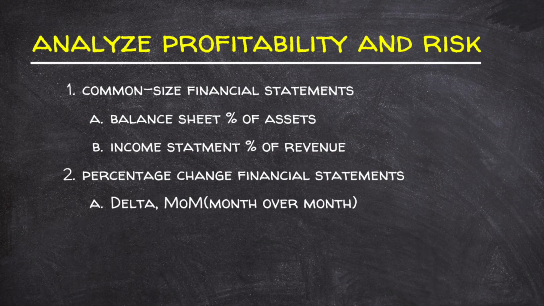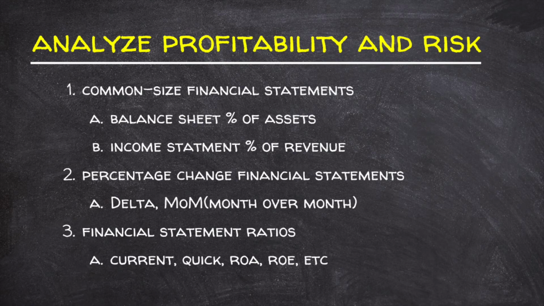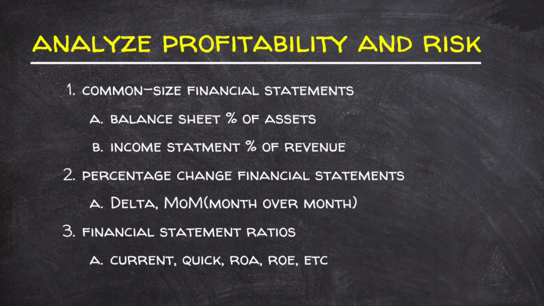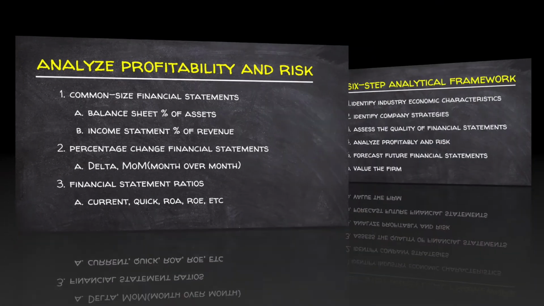Percentage change in the financial statements. These are helpful in highlighting changes in the statements over a period of time. You'll often hear delta or MOM, which is month over month change, which is just a means for tracking changes month to month, year to year, or any other time comparison. And finally, financial statement ratios. These express relations among various items from the financial statements. There are a ton of ratios that you could run to incorporate expenses, debt, assets, shareholders' equity. You name it, there's probably a ratio out there, and these ratios can be used as indicators of future performance.